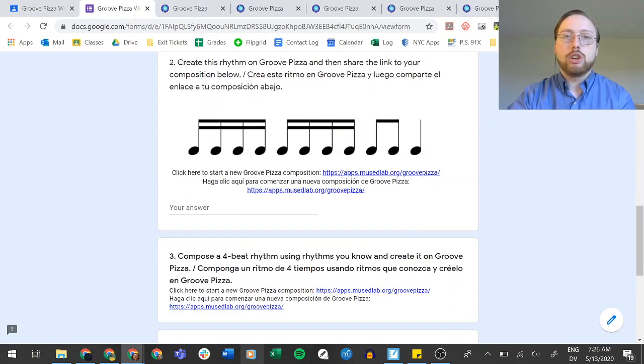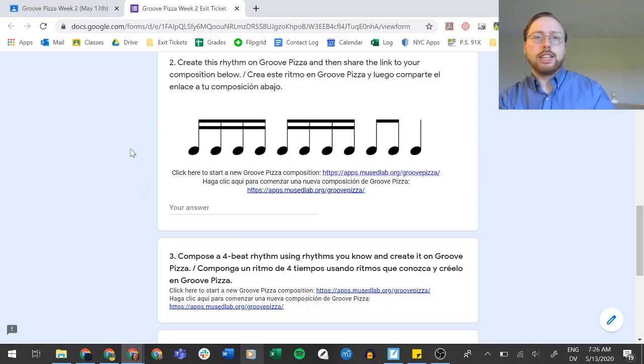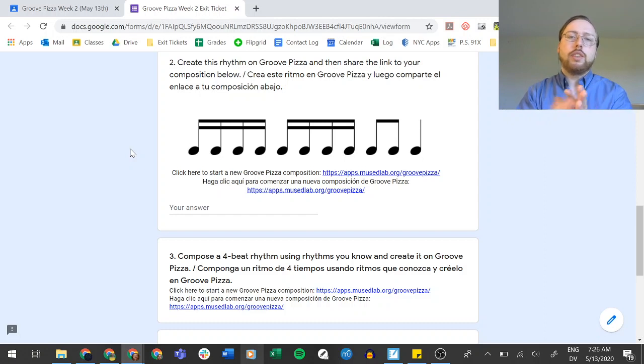Then it says, create this rhythm on Groove Pizza. I'm going to get rid of some of these tabs. And share your link to your composition below. So let's clap this rhythm together. Ready, go. Tikka tikka, tikka tikka, ti, ti, ta.